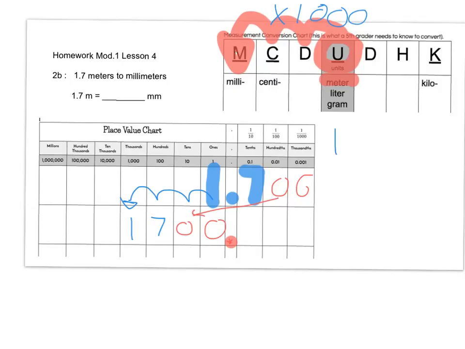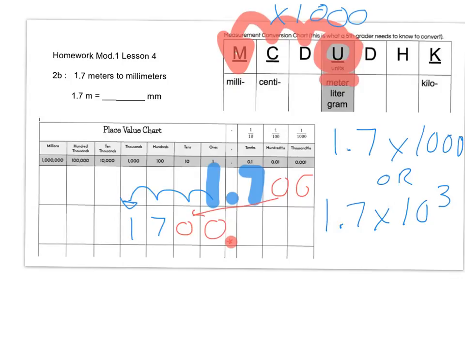So your equation is 1.7 times 1,000, or you can write that in exponent form, which is exponential form, which is 1.7 times 10 to the third, and the answer is 1,700 millimeters. It would take 1,700 dimes stacked on top of themselves to equal 1 7/10 of a meter, or 1 7/10 of those sticks. That's about the height of a kindergartner.